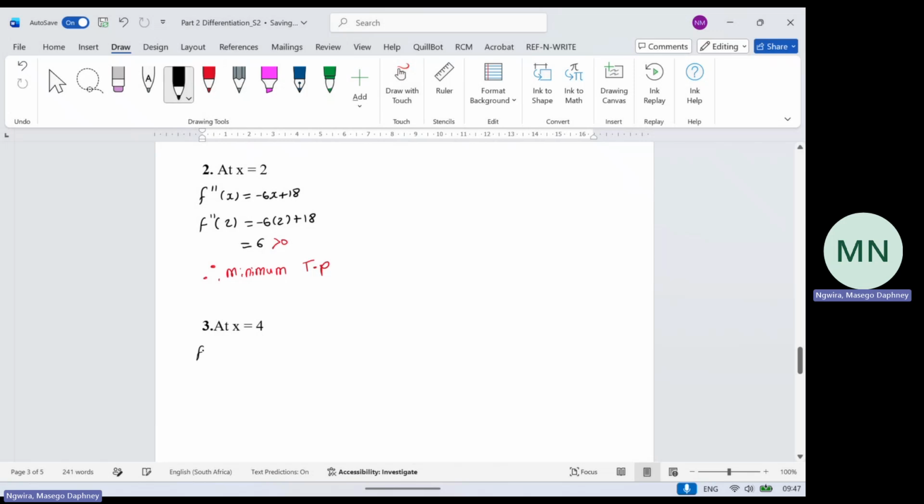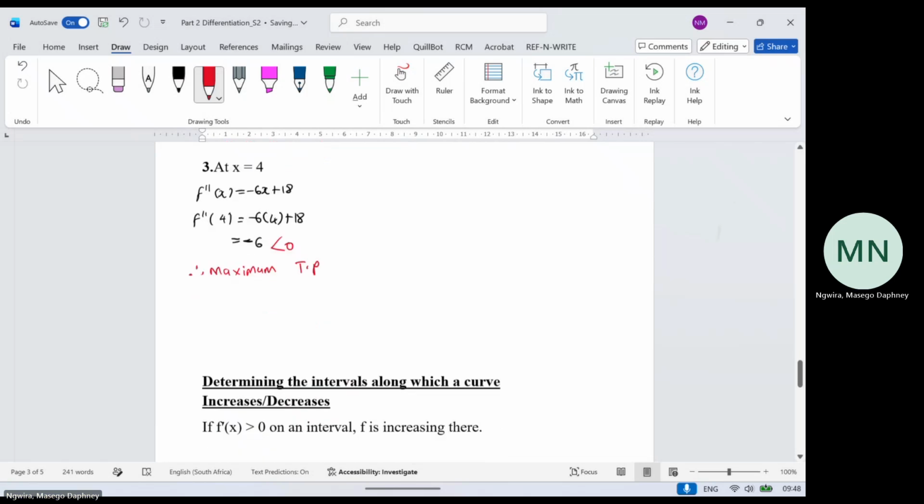So remember our second derivative again is negative 6x plus 18. Wherever we see x, we substitute 4 now. So this is negative 6, then 4, then plus 18. And our answer here is negative 6. So negative 6 is less than 0. Therefore, we are going to have a maximum turning point. Maximum turning point.